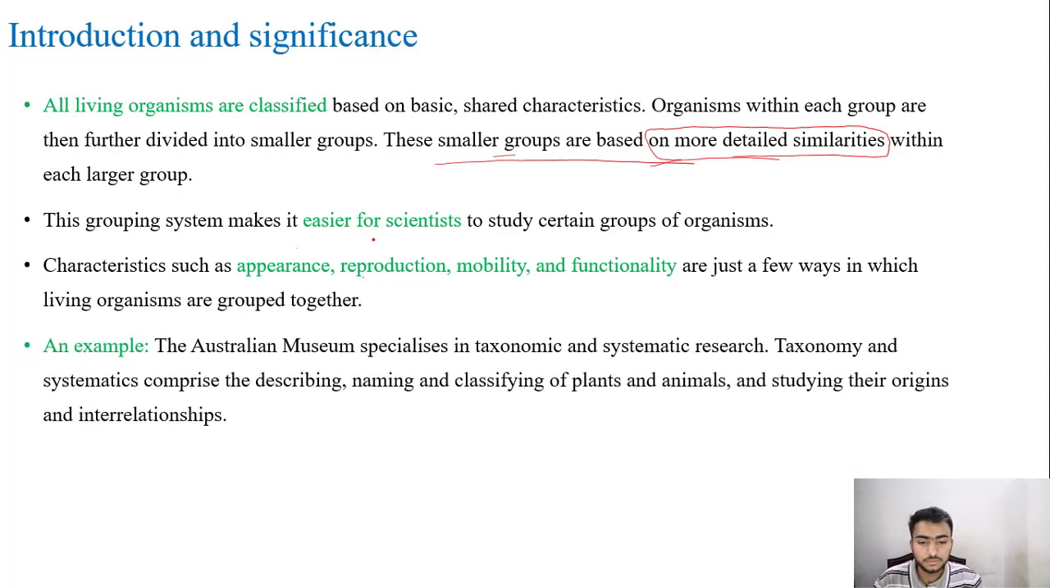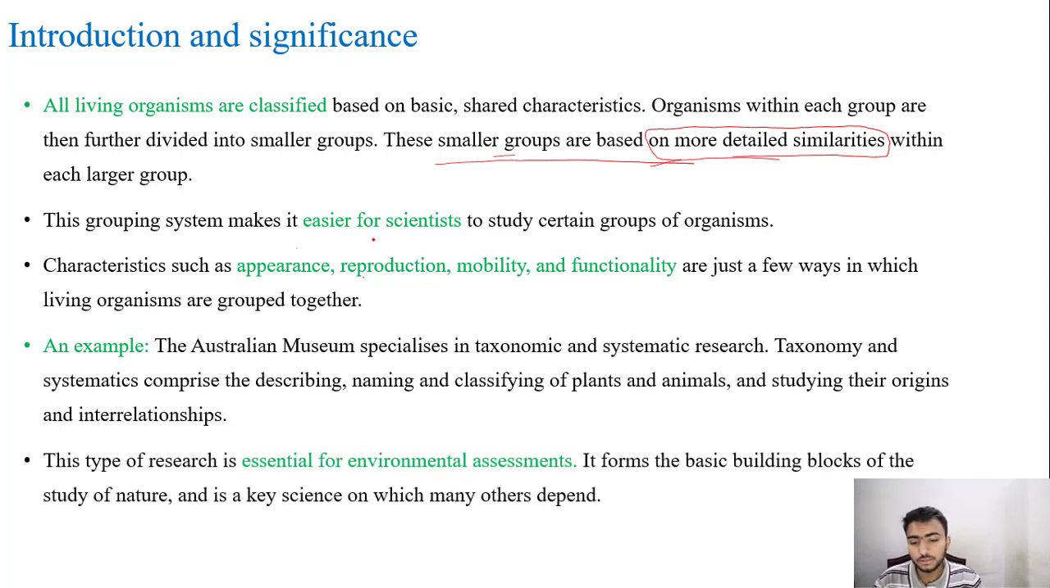This is just an example to stress the importance of this in scientific endeavors: the Australian Museum specializes in taxonomic and systematic research. This is a great museum that's been devoted to finding out the taxonomy and conducting systematic research into living organisms and classifying them, plants or animals. This type of research is essential for environmental assessments. It forms the basic building blocks of the study of nature and is a key science on which many others depend.